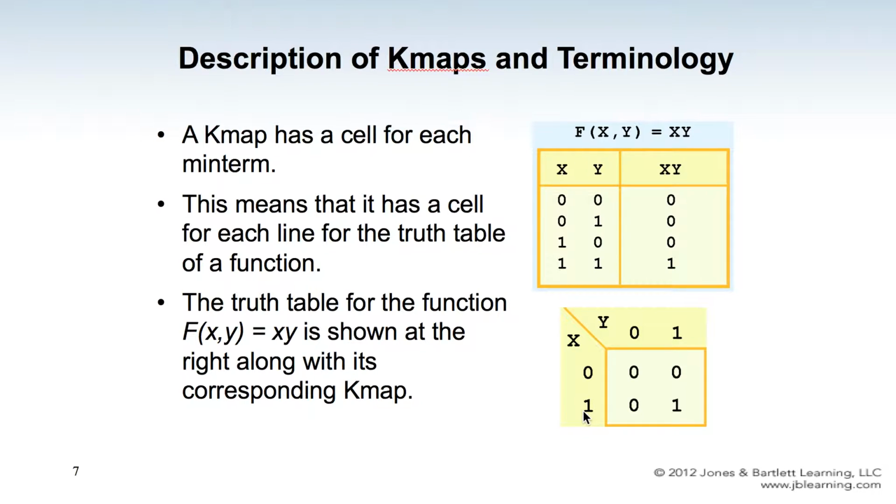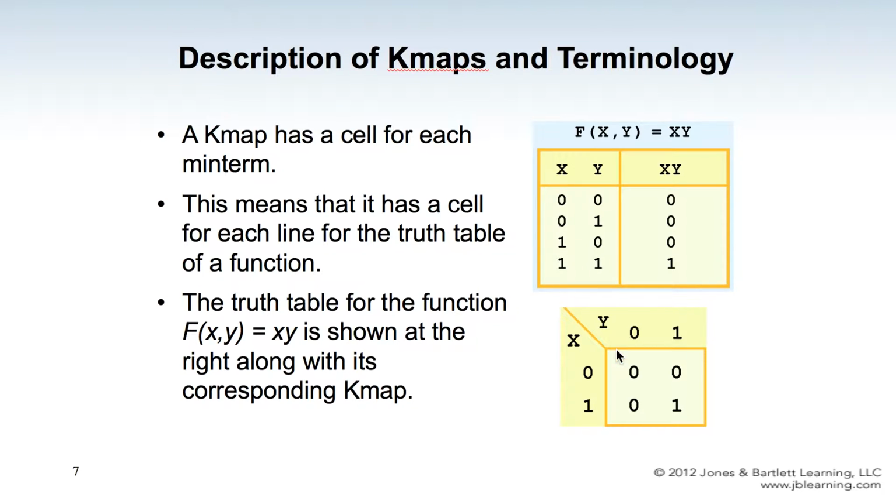Okay, so when x equals 0 and y equals 0, this cell corresponds to the input x equals 0, y equals 0, so the output of the function equals 0. This cell corresponds to the first row of the truth table. Now x equals 0, y equals 1: that's the cell right here, corresponding to the second row of the truth table.